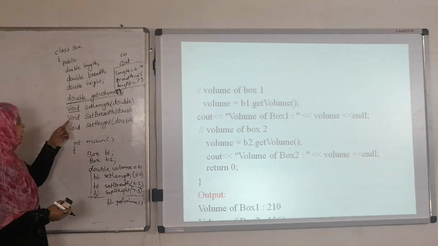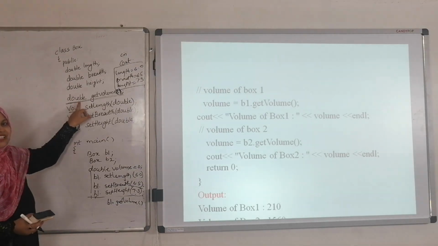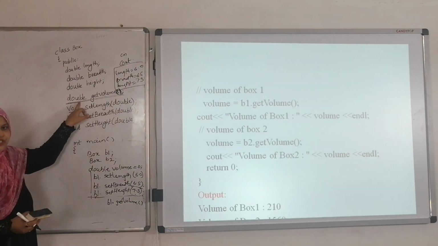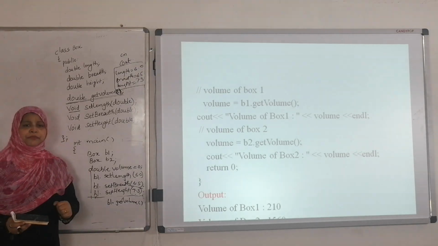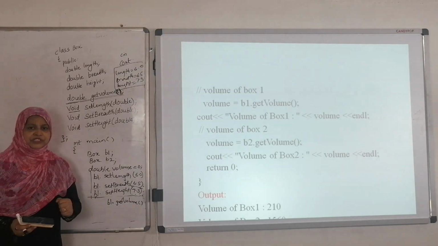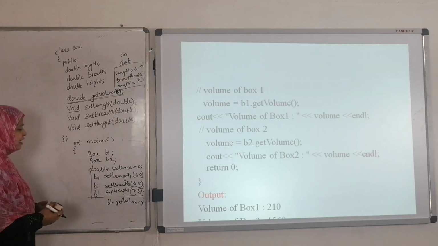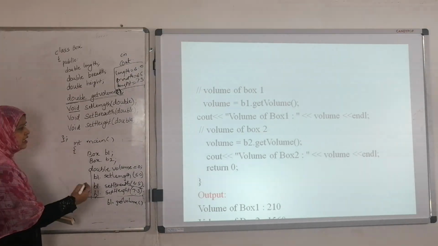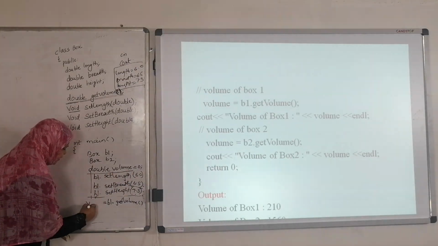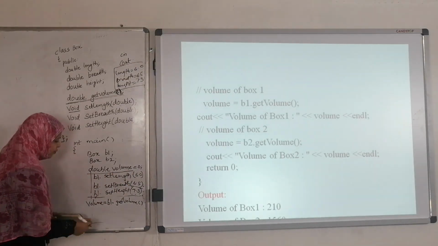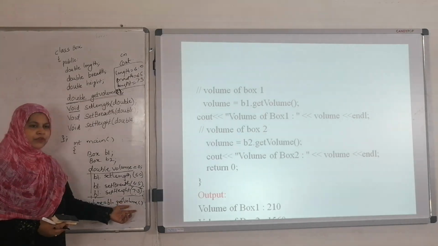Right? Now what is the return type for this one? Double. The return type is double. So we are returning some value to the function main. That's the reason we have to store the value here. See here, I am going to define the volume now: volume equals b1 dot get volume.